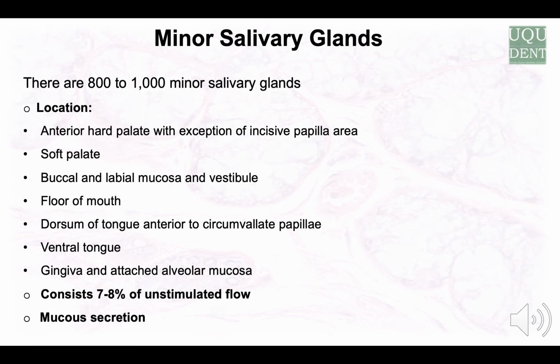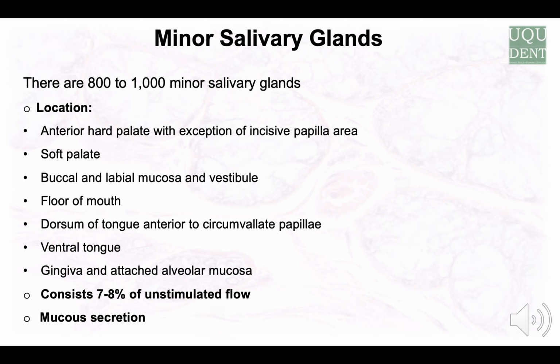The other type of the salivary glands are the minor salivary glands. They are multiple. There are about 800 to 1000 minor salivary glands. Their location, they're located in the anterior hard palate with the exception of the incisive papilla area.